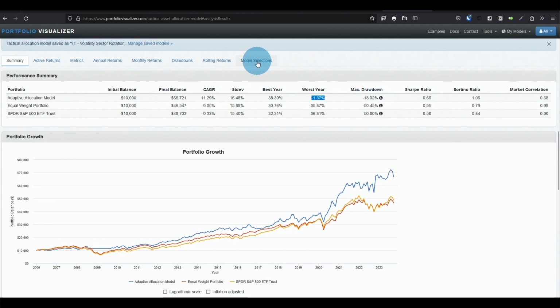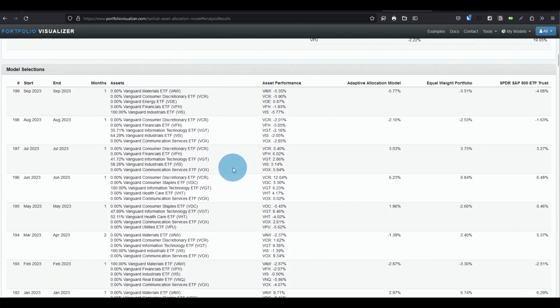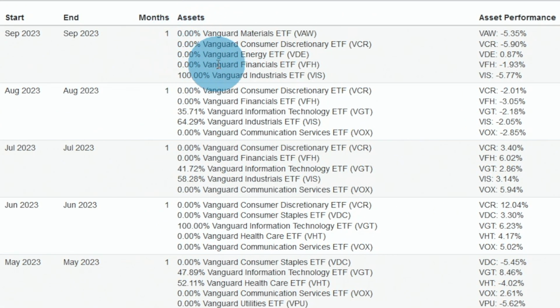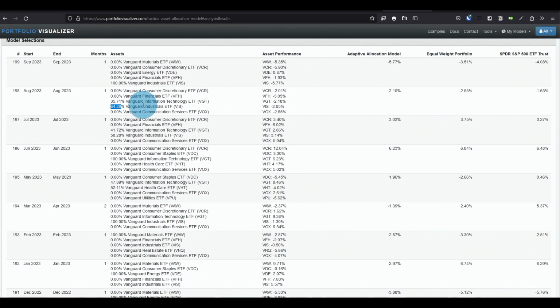And you can see the difference now in the model selection. You can see now, even though we have the 5 sectors, for example, in September, we are only invested in this sector. And in August, we are investing 35.7, while the other sector is 64.29. So you can see we are not holding 5 blindly, 20% each, but we are allocating based on the volatility of that sector. And that's why we are extracting more profit and reducing our drawdown.